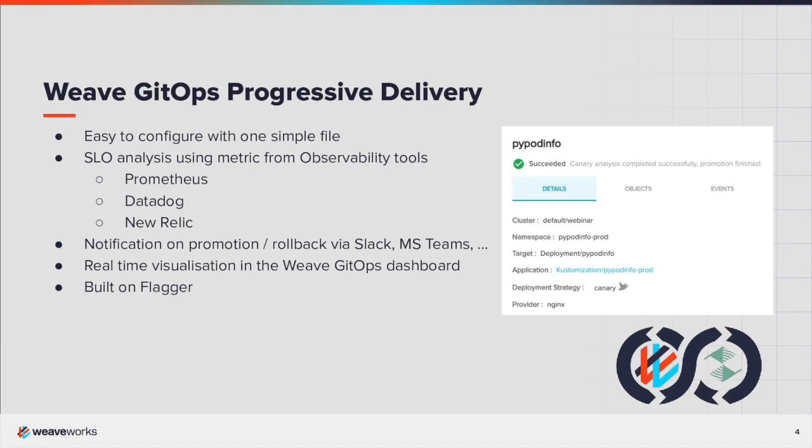of course. Metrics for service level objective analysis can be queried from observability tools such as Prometheus, Datadog, and New Relic. Notification of deployment promotion or rollback can be sent via Slack or MS Teams, as well as being shown in real time on the dashboard.